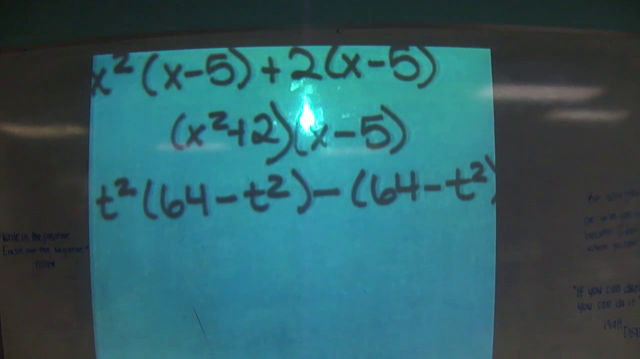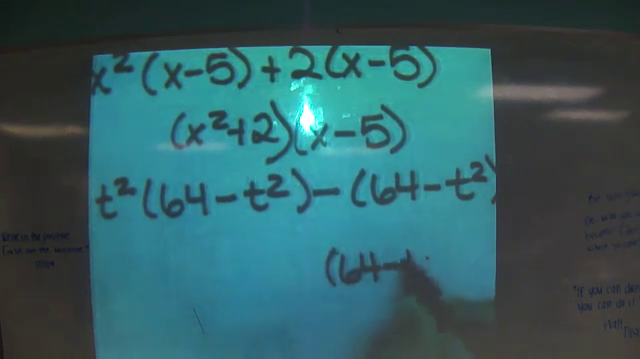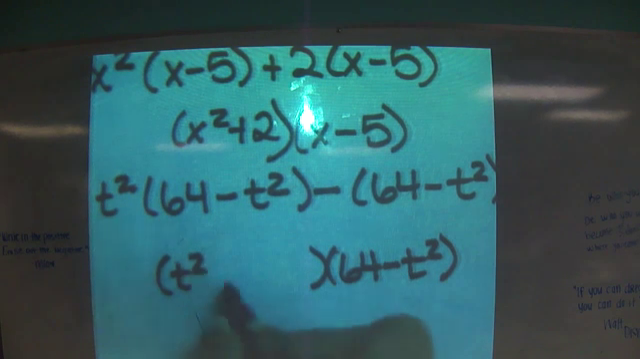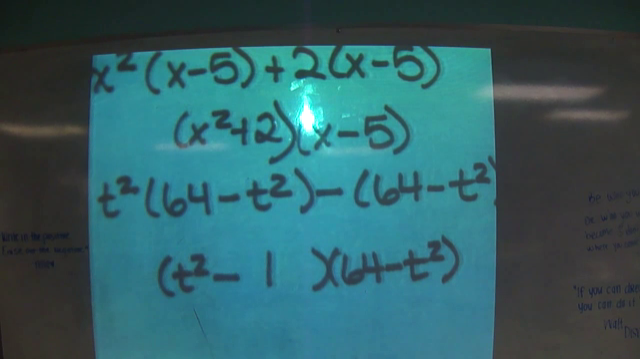What's one of the factors? You got 64 minus t squared. Who's multiplying by those? You've got t squared minus, and what's the other thing? Who's multiplying against that second factor? 1. Are you done?